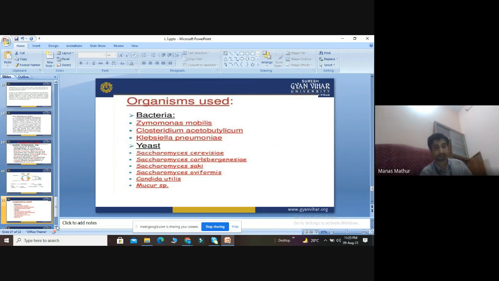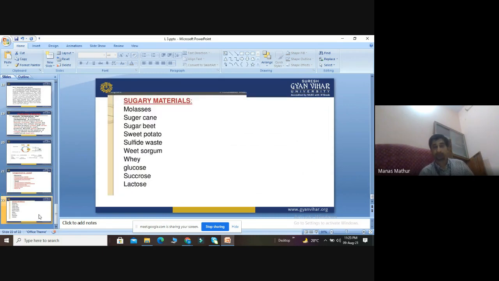Then what sugar materials are we using? Molasses, sugarcane, sugar beet, sweet potato, sulfite waste, sorghum, a good source of protein, glucose, sucrose, and lactose. So this was the overall topic about different kinds of fermentation. I hope you could better understand this topic.